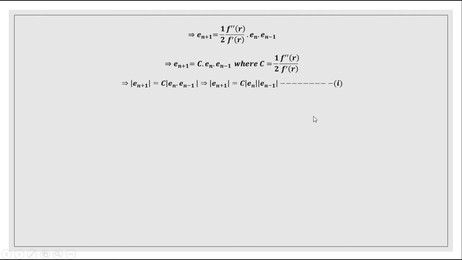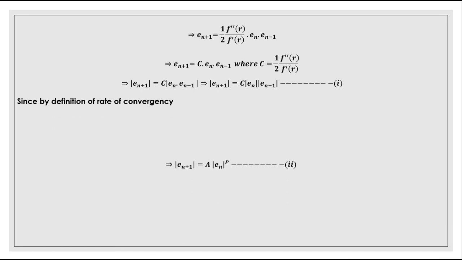Now the absolute of a dot b is equal to the absolute of a dot the absolute of b, so we can take the separate absolute of e_n and the separate absolute of e_n minus 1. But remember, in the addition operator, you cannot apply the absolute to both, because the absolute of A plus B is less than or equal to the absolute of A plus the absolute of B.